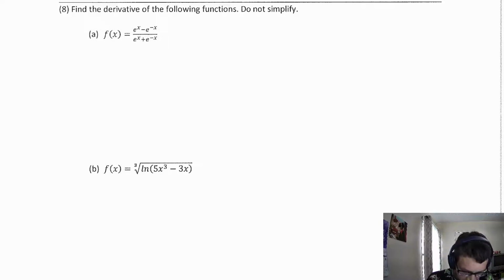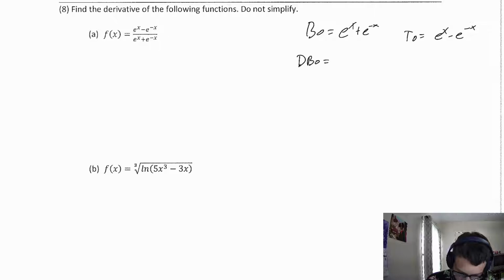Here we have a quotient rule problem. So we're going to break out our old friend, bottom d-top minus top d-bottom over bottom squared. The bottom is e to the x plus e to the minus x. The top is e to the x minus e to the minus x.